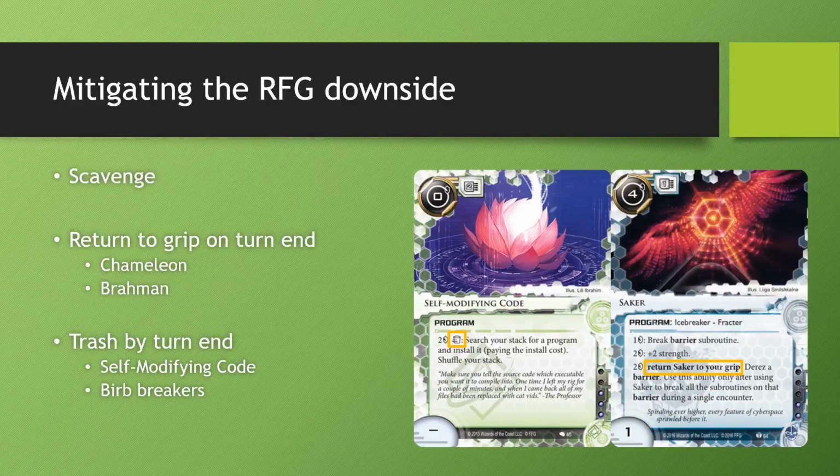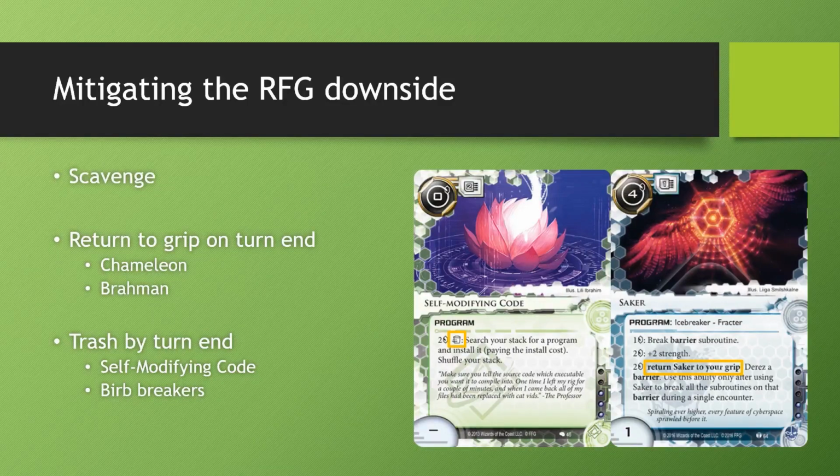Those bird breakers such as Saker are another good example. Even though it's not a trash ability, they basically uninstall themselves by the end of your turn if you're able to use them. For example, in Saker's case, by derezzing an opponent's barrier. So these are the cards that you want to consider when building a Kabonesa deck. And the big question is, what sort of shell, what sort of breakers, what sort of other programs do you want to use to maximize the efficiency of your identity and to get around the RFG downside the best?